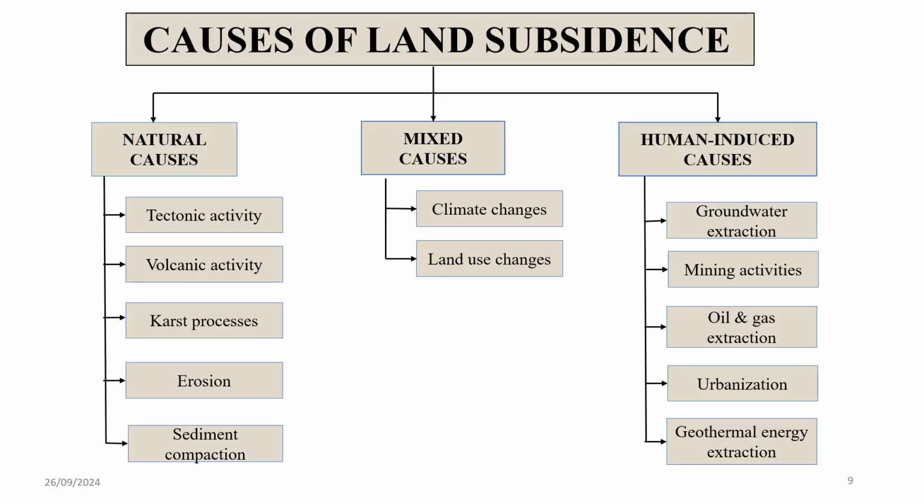Now let's analyze the causes of land subsidence. We can classify the causes of land subsidence into natural, human-induced, and mixed causes. The natural causes include tectonic activity, volcanic activities, karst processes, erosion, and sediment compaction. The mixed causes include climatic changes and land use changes, whereas human-induced causes include groundwater extraction, mining activities, oil and gas extraction, urbanization, and geothermal energy extraction.